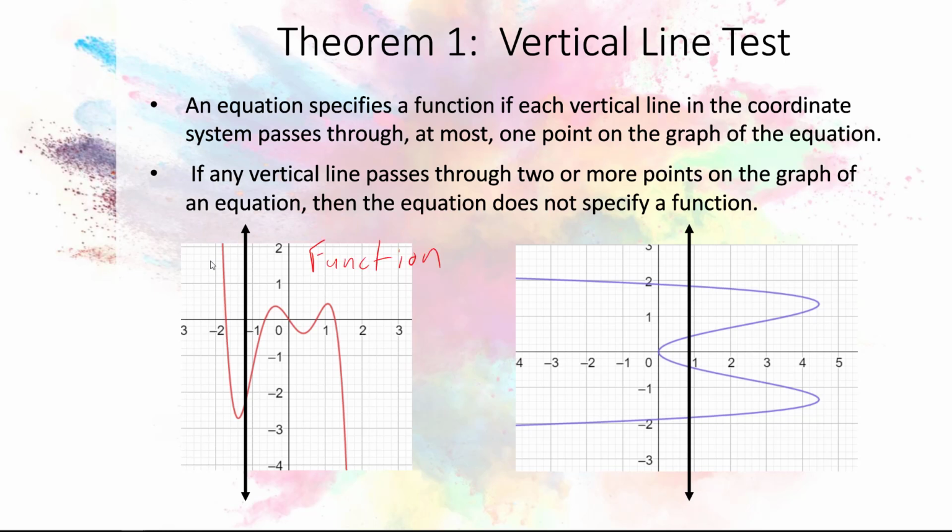However, over here, this is clearly not a function. At this particular point, it only takes one position of the vertical line for it to fail. It passes through the graph 1, 2, 3, 4 times. So this right here fails the vertical line test and is not a function.